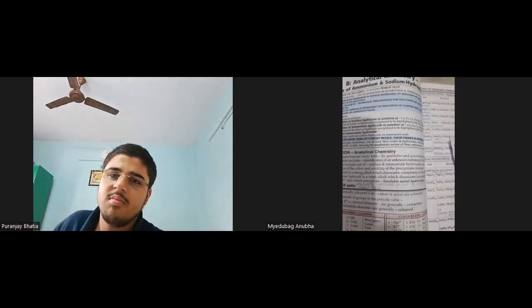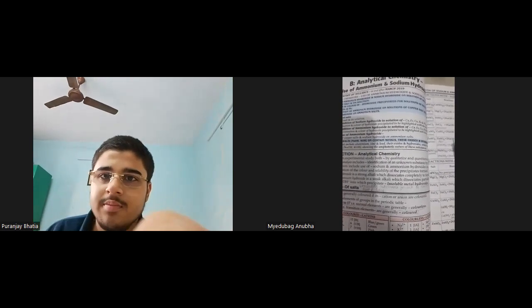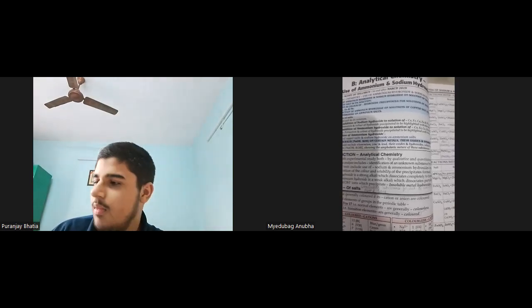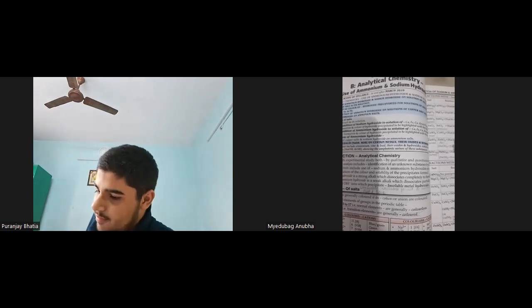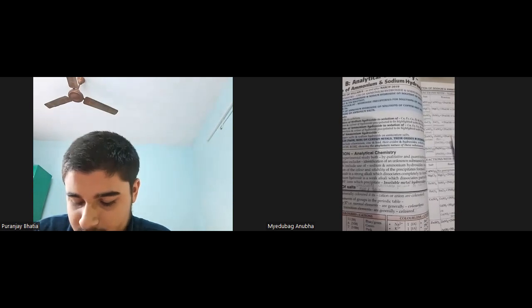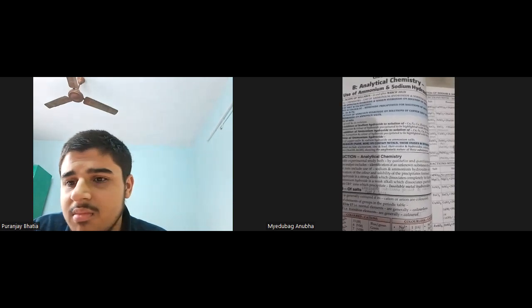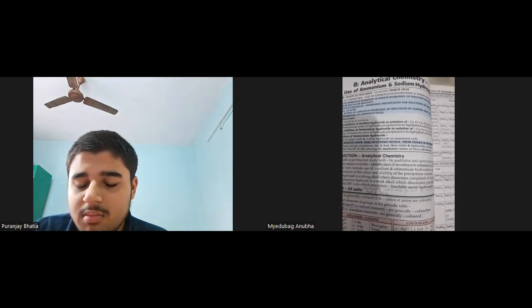Then at the last we learned about the hydrolysis of salt. The forward reaction is called neutralization, and when the reaction is backward, we call it hydrolysis. Then at the end of the chapter, we learned three important definitions: efflorescence, deliquescence, and water of crystallization. So this was all our lesson number 3A part.